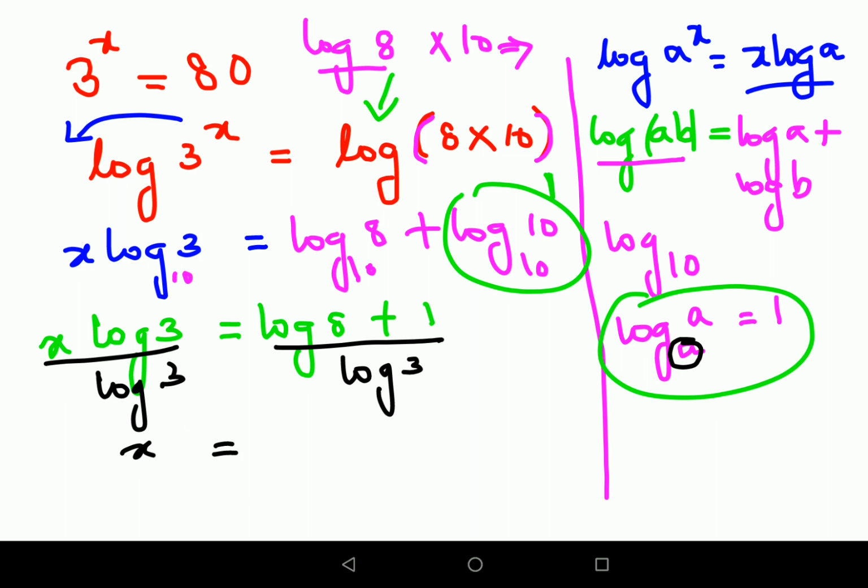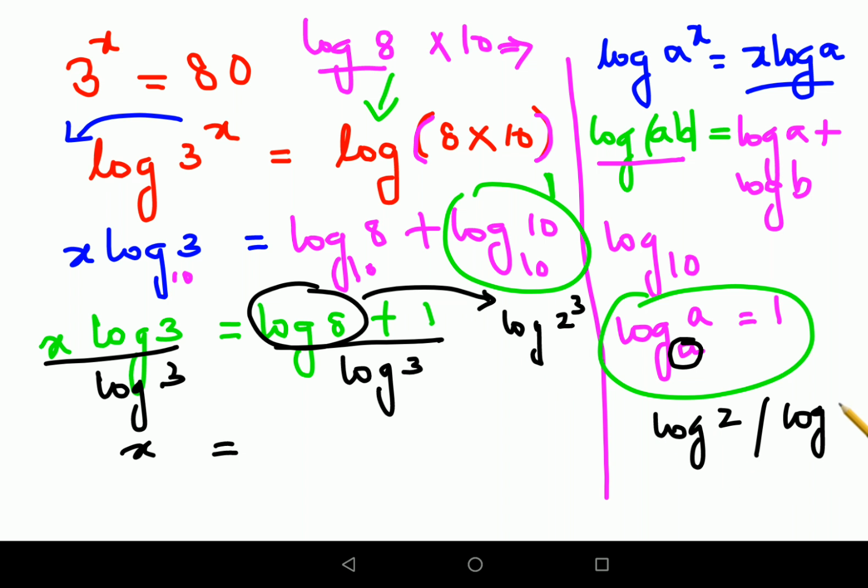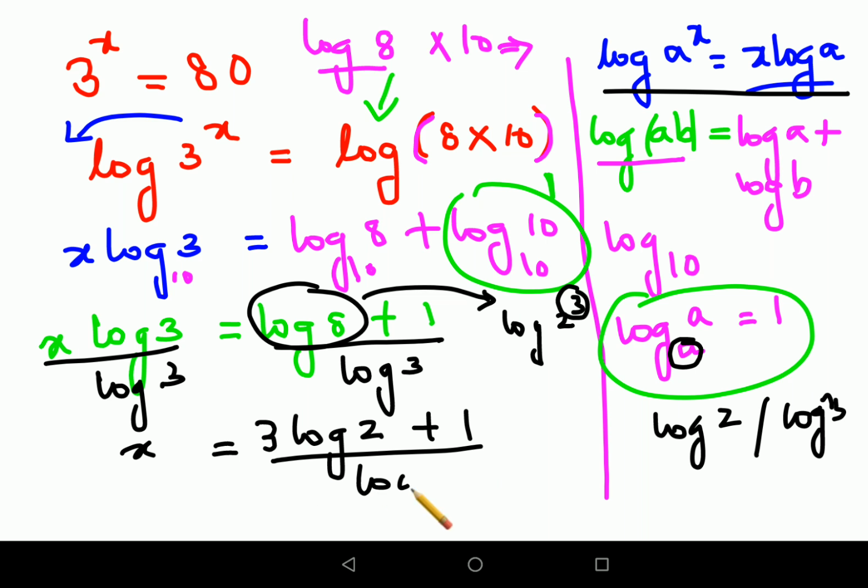Now remember, this log 8 can also be written as log of 2 cube, right? Now why did I simplify this? Because maximum students know the value of log 2 and log 3. And in case you don't know, you should actually learn it by heart. It's because that's maximum number of your questions will have somewhere log 2 or log 3. So here again applying this logic, I will put the 3 ahead. So we will have 3 log 2 plus 1 upon log 3.